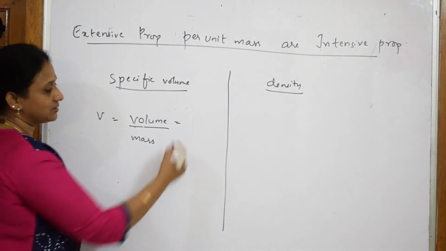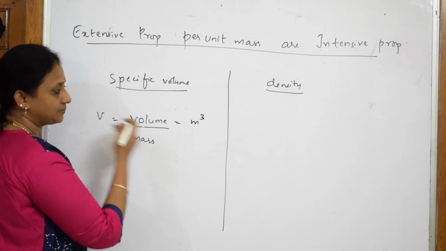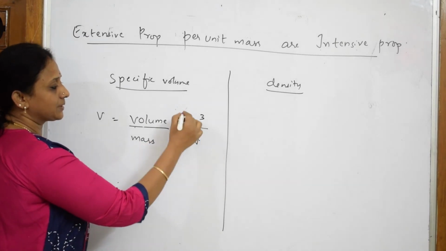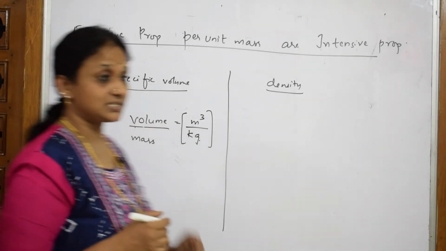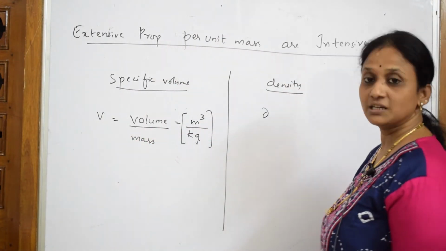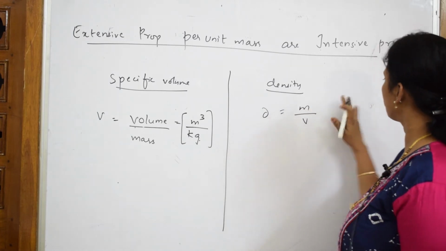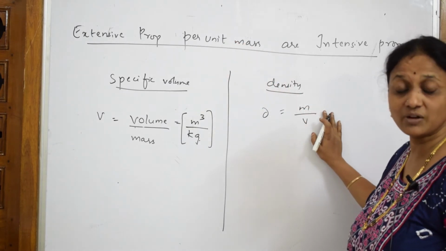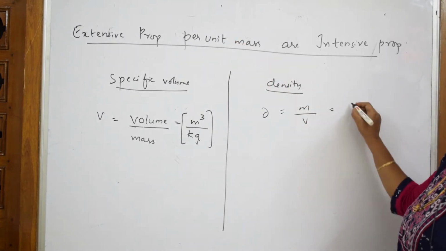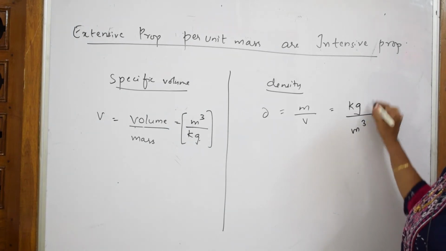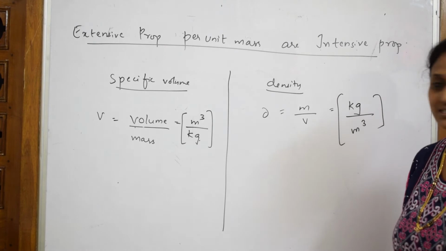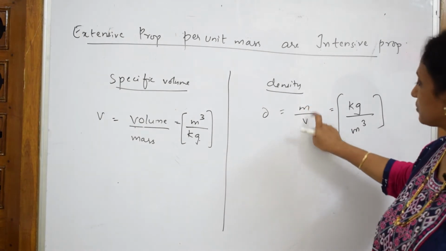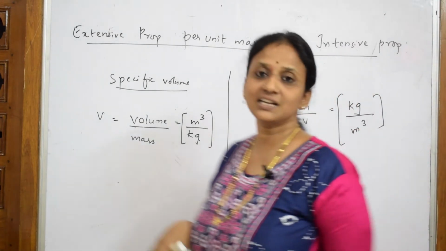What is the unit for this? Maybe we write it as meter cube by kilogram. Yes. Now density. What is density equal to? Mass by volume. Mass is again an extensive property. So again we are writing extensive property divided by the unit mass, which is kilogram by meter cube. So that is the relation: some extensive property divided by some unit mass is again an intensive property.